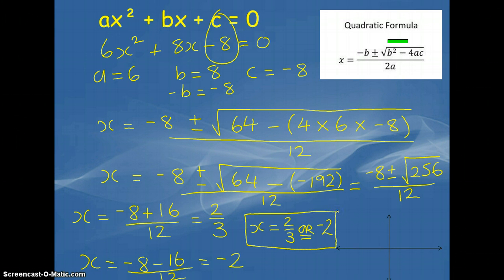Finally, we want to try and sketch our solution. So we've now found out where the quadratic equation will cross our x-axis. It will cross at -2 and positive 2/3. We know our quadratic equation will cross the y-axis at our c value, and c is -8. So we can mark on here -8. Then all we've got to do is gently sketch in our quadratic curve, and there we have it. We have solved and sketched our quadratic equation using the quadratic formula.